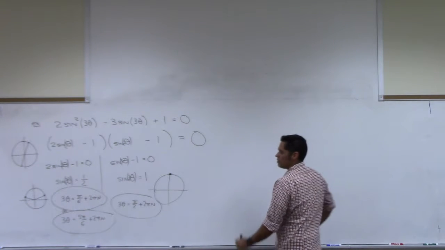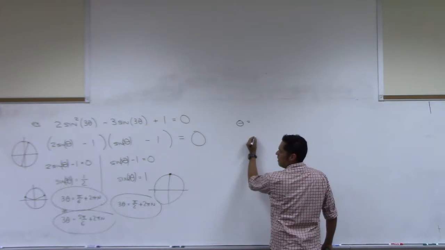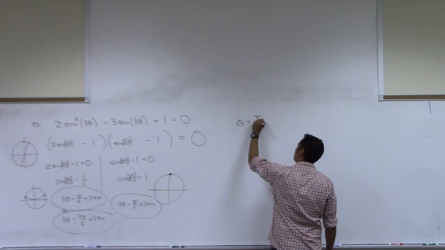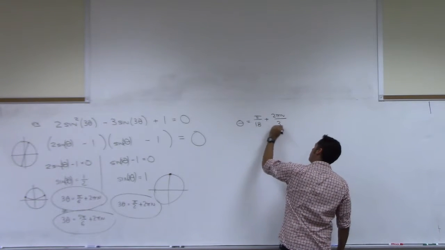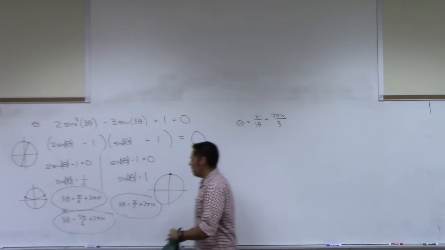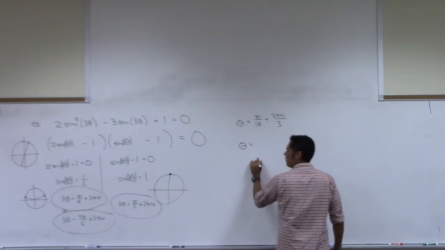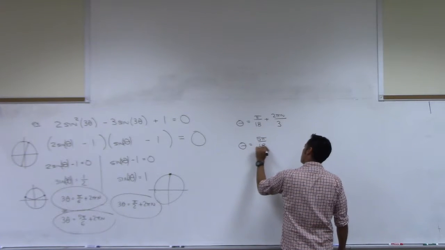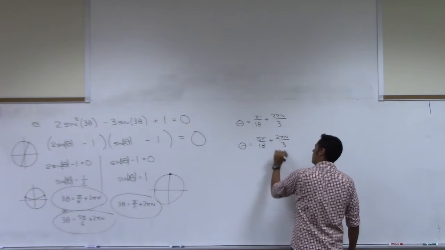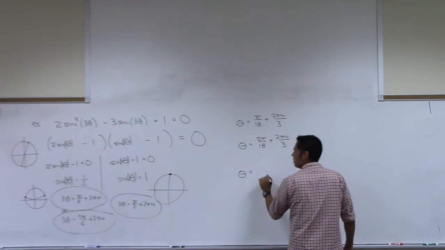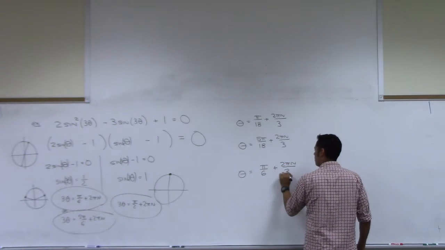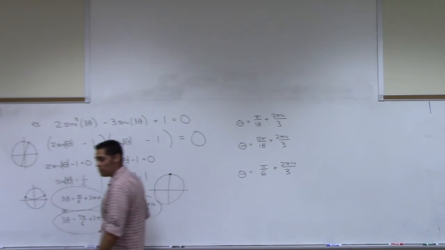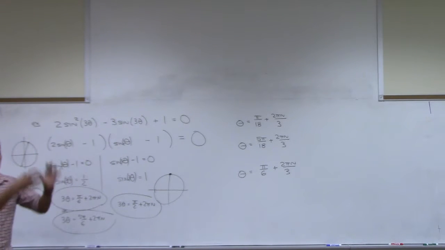So the first one, theta is equal to pi over 18 plus 2 pi n over 3. So all I did was divide both sides by 3 here. Or we could have theta is 5 pi over 18 plus 2 pi n over 3. Or finally, theta is pi over 6 plus 2 pi n over 3. So I just took each of these, divided both sides by 3. Now I could get common denominators if I needed to create a list.